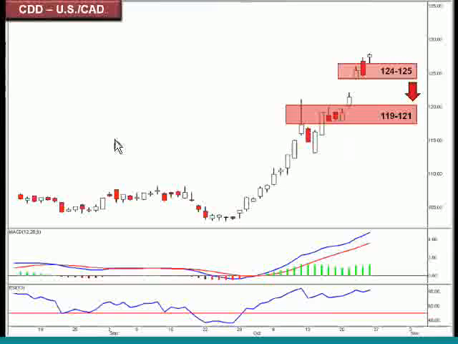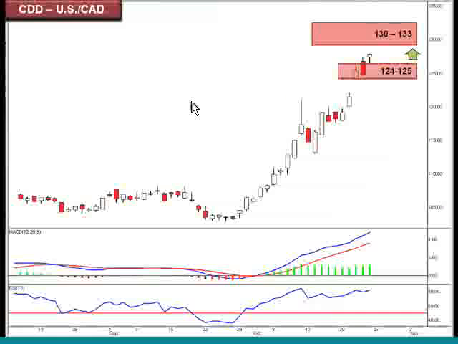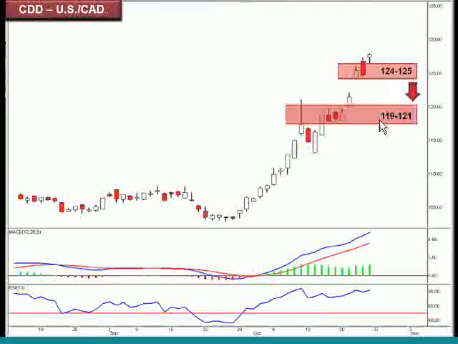So if we don't break into those key levels that we were suggesting, sorry guys, I'm just going to go back. If we don't break into these key levels here and trade up at the 130, recognize that if we break back into this 124, the next logical area of support is down here at the 119.